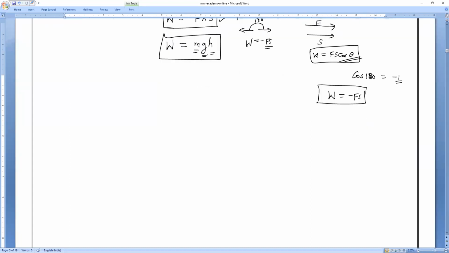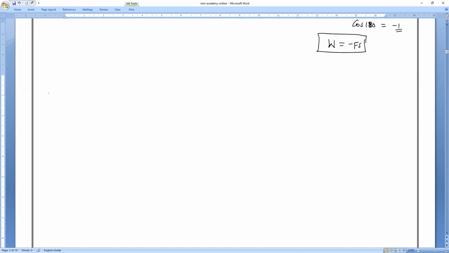So now write the first question. Question number 1. If you feel it's simple, not a problem, but you have to write. Calculate the work done. A force of 10 Newton is applied on a body. The body is displaced through 5 meters.